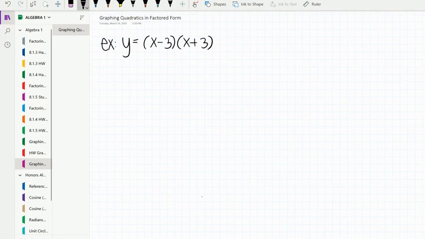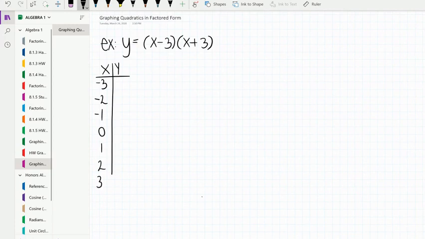And hopefully by the end of today, you will feel pretty comfortable with knowing exactly how to pick your x values, and we'll actually talk about that. But for now, we're going to help you out with them. So I'm going to go ahead and put -3, -2, -1, 0, 1, 2, 3.